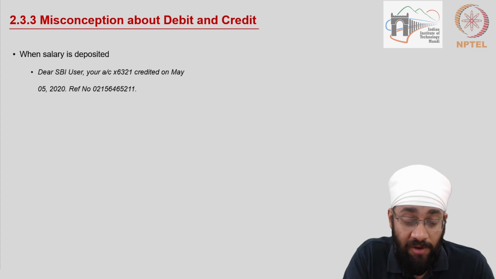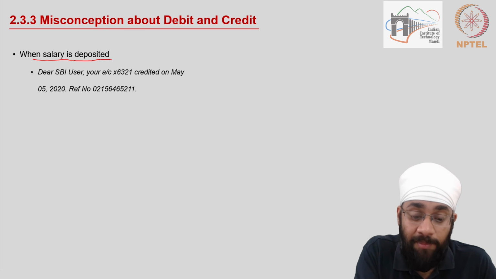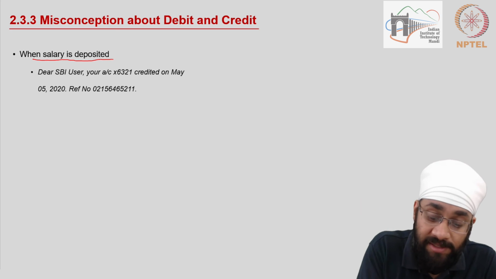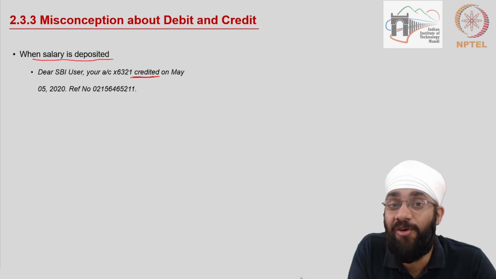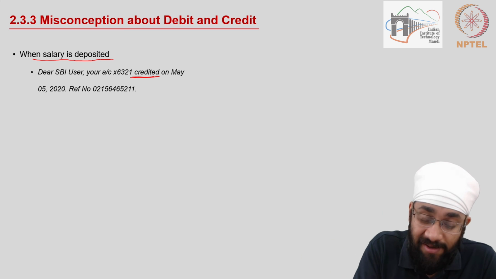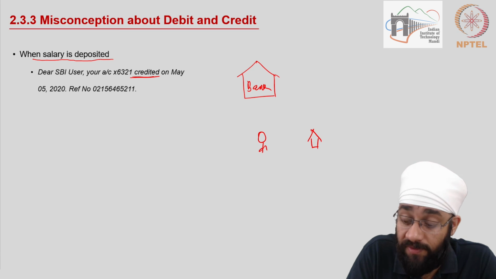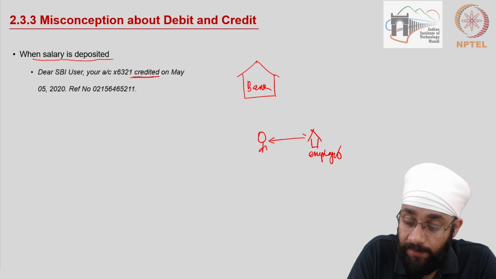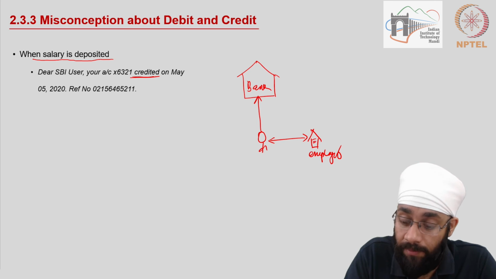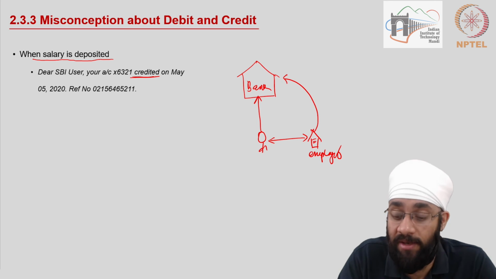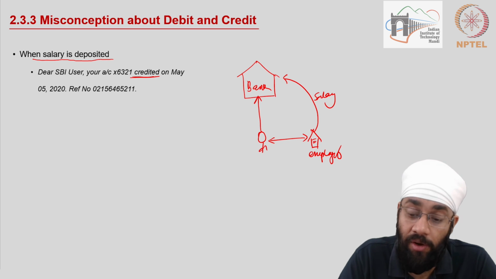The opposite of this is when your salary is deposited in your bank account, it says the salary has been credited in your bank account. What does this mean? As I just explained, when salary is deposited into your bank account, this is your bank, this is you, and let's say this is your company, your employer. You work for a month, and you also have a bank account. After working for a month, your employer deposits your salary. So salary is deposited on your behalf.